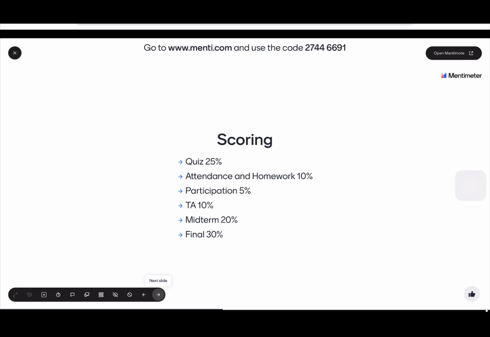Okay, that's the reference. The scoring, I think, is a little bit similar to last semester. So quiz is 25, attendance and homework is 10, participation is 5, TA is 10, midterm is 20, final is 30.